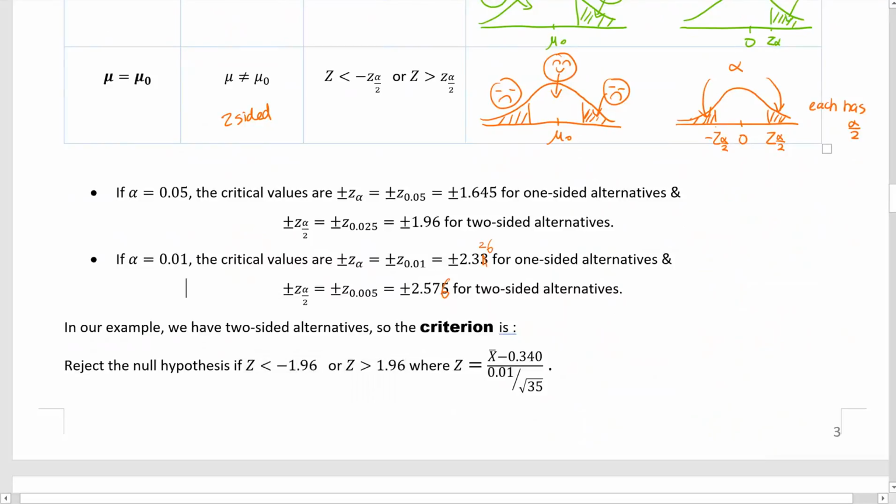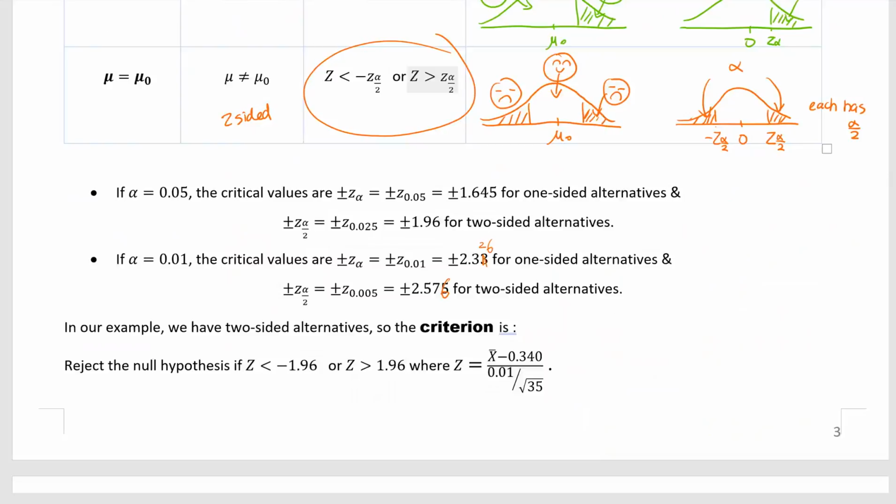We reject the null hypothesis if z is less than minus z alpha over 2, so we use this guy. Alpha over 2 is z 0.025. That is 1.96. So our criterion is we reject the null hypothesis if z is less than minus 1.96 or z is greater than 1.96, where z equals the sample mean minus the population mean as claimed, over the population standard deviation divided by the square root of n, the sample size.